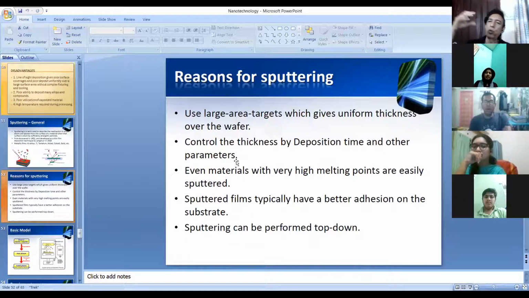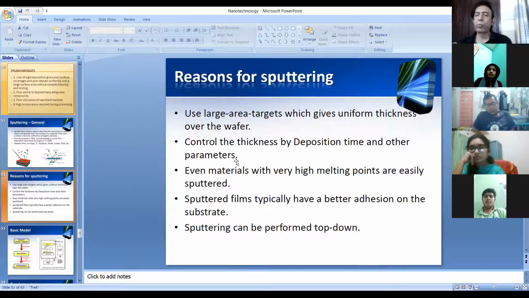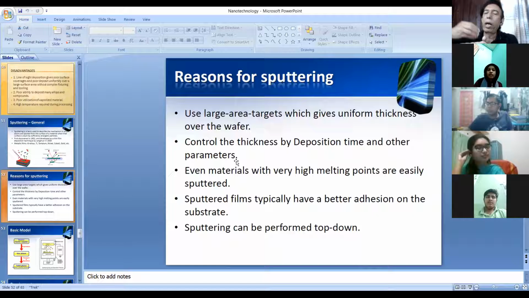You do not need any instrument to measure the thickness of your thin film. By knowing the sputtering time, you know the thickness. What do we mean by sputtering? Sputtering means bombarding a target material with ions or something else, so that atoms come out of the target material and go to the substrate. This coming out is known as sputtering.